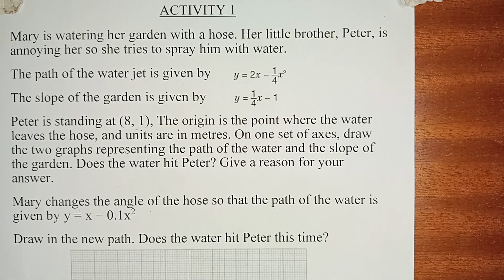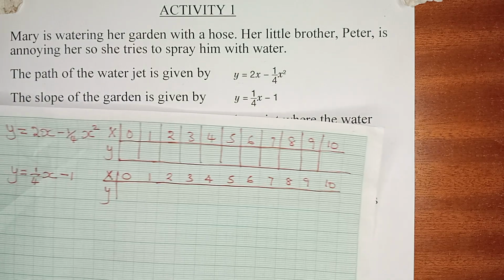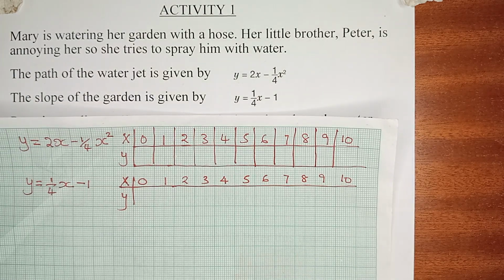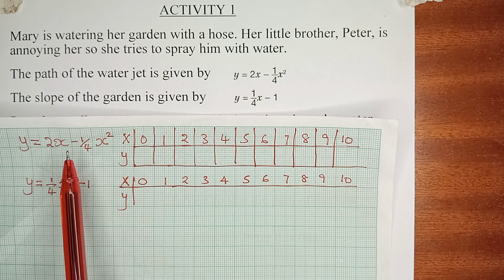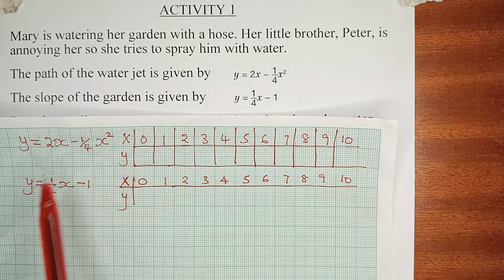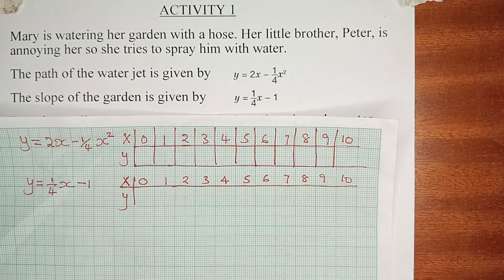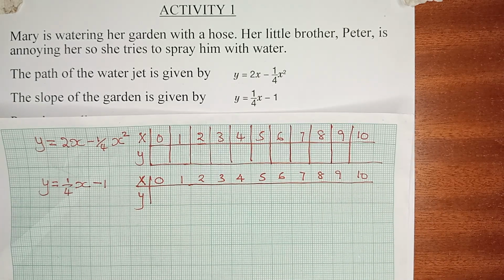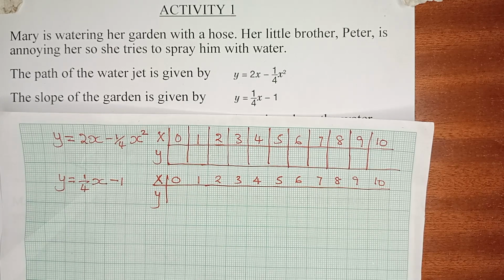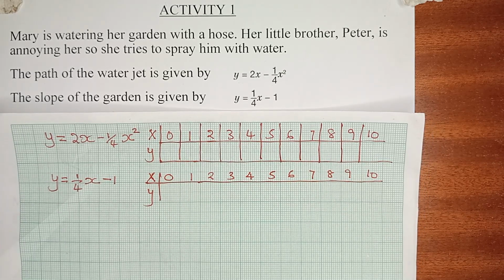That is part A, we may call it so, of the question. What we are faced with are actually two equations: y equals 2x minus a quarter x squared, and y equals a quarter x minus 1. We are told that the origin, (0, 0), is the point where the water is coming from. So we need now to tabulate this information.